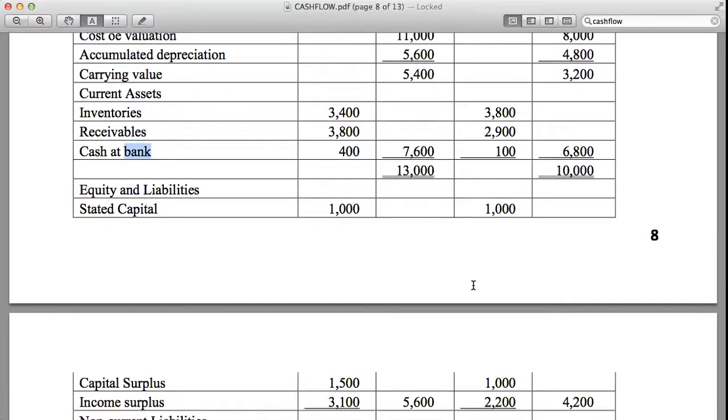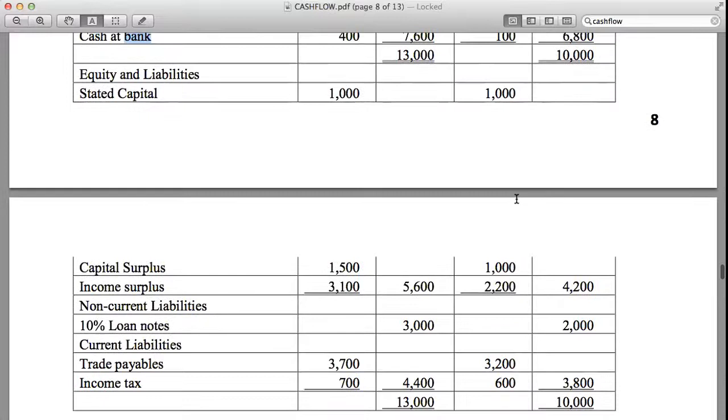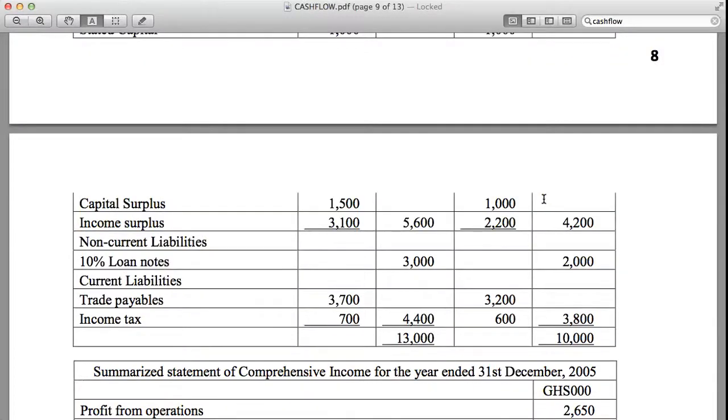Now when you go to equity, stated capital is 1,000. It has not moved, right? So no movement. So no issue of ordinary share during the year. Capital surplus, this one is revaluation. And the capital surplus, the movement is what? 1,000 and 1,005. So the movement is 500. And we're saying that the movement is as a result of land. So that's good news.